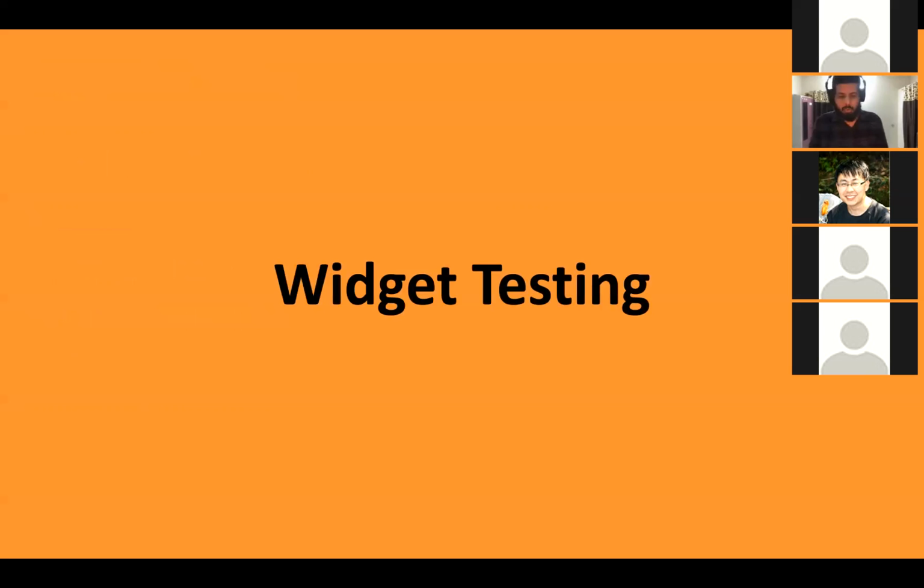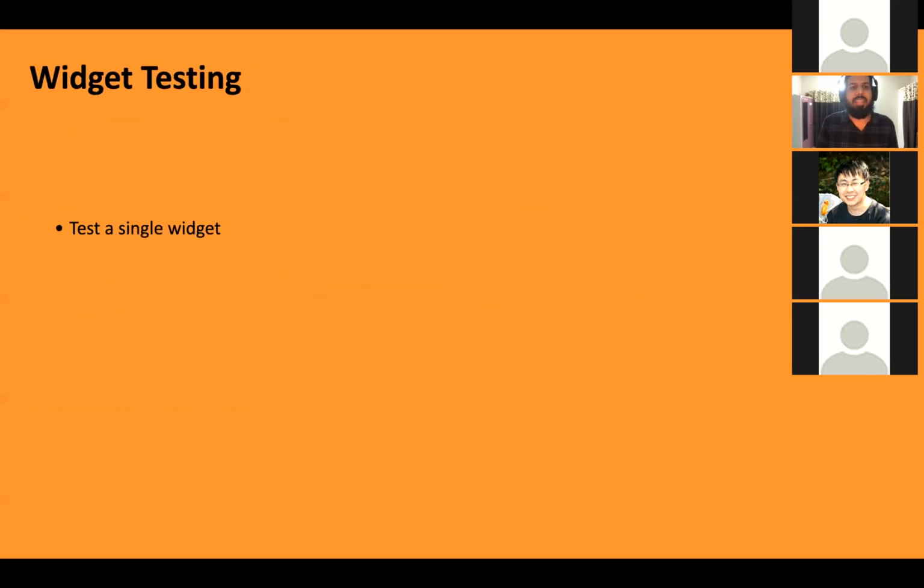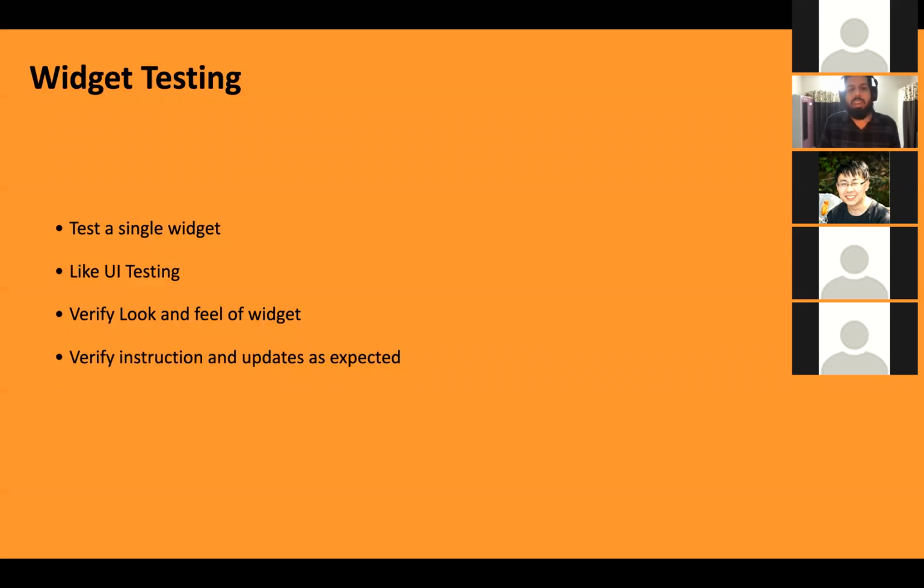Now let's go to our second part, widget testing. Widget testing is basically testing a single widget. It's like UI testing, but not actually running on a real device. It's just a small component which we are testing in isolation. It verifies the look and feel of the widget, how the elements are aligned, what kind of color is visible, what text has been changed, and all that. It also verifies the updates and whatever user interaction you are doing with that specific widget.